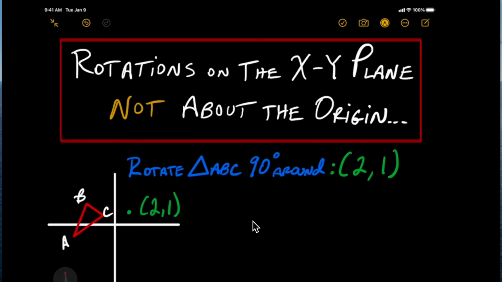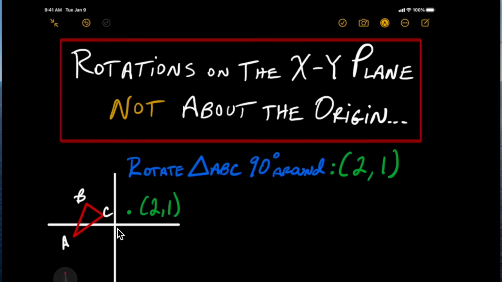In this video, we are going to talk about rotations on the XY plane that are not about the origin. This is a typical example that you might see on your homework, where we are asked to rotate triangle ABC 90 degrees around the point 2, 1. You might also see it about the point 2, 1.